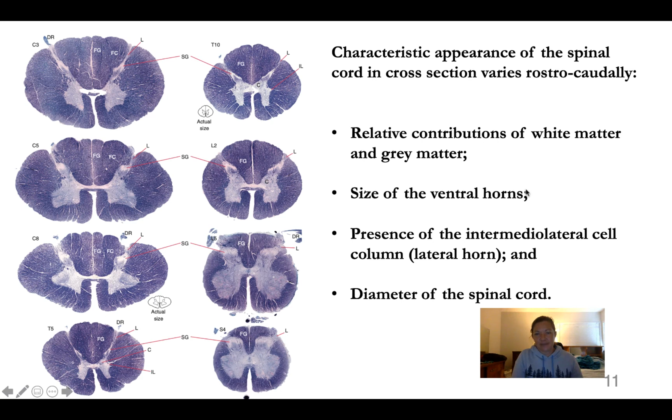And finally, we have the presence of the lateral horn, or the IML, this intermediate lateral cell column, in the gray matter. So when you see the IML, here it is poking out of the side, and here it is over here in T5, a little bit more subtle, you know you're in between T1 and L2, because a prominent lateral horn means that you have sympathetic preganglionics in the spinal cord.